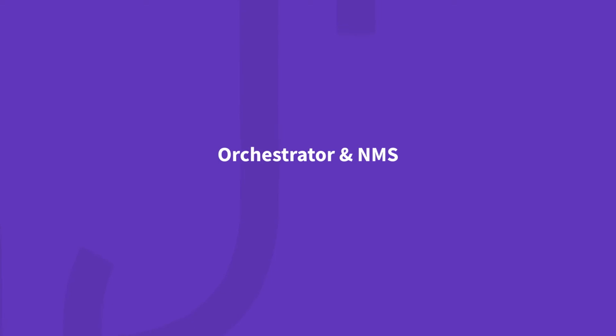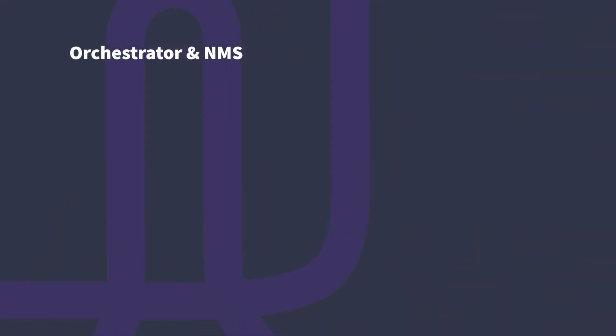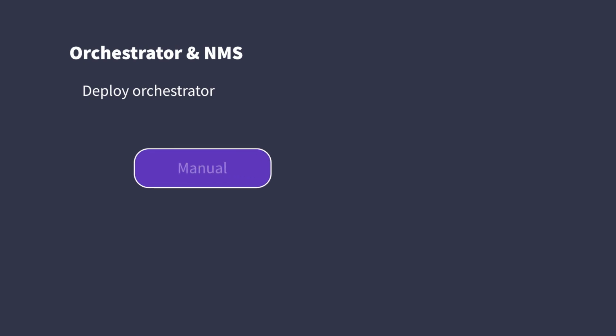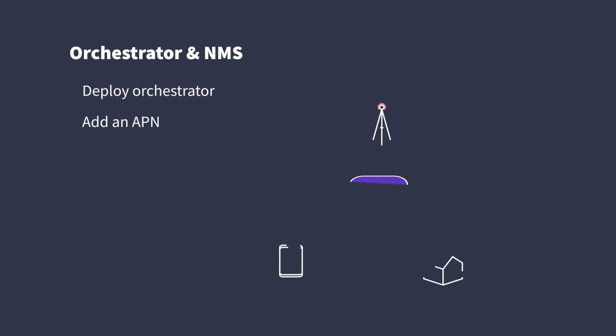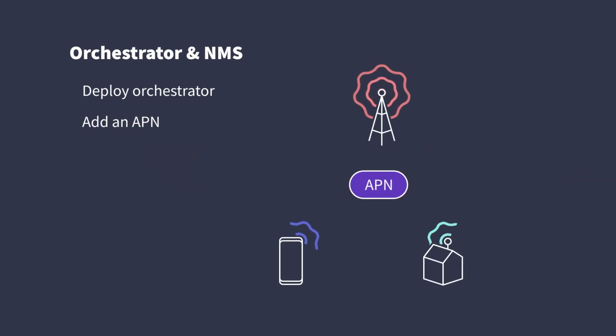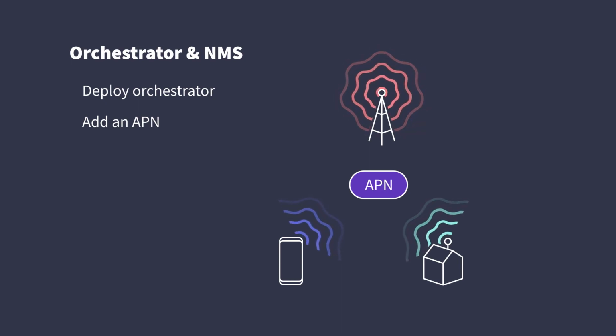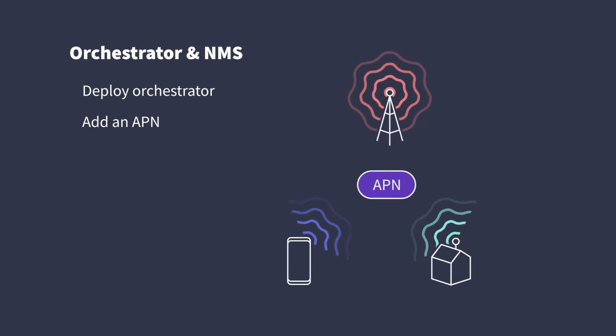Now, you're ready to set up the Orchestrator and network management system. There are 2 ways to deploy Orchestrator: manual installation or managed installation. Once deployed, add your access point name, the name of a gateway between a GSM, GPRS, 3G, or 4G mobile network, and another computer network, which is usually the public internet. Remember, a mobile device making a data connection must be configured with an APN to present to the carrier.